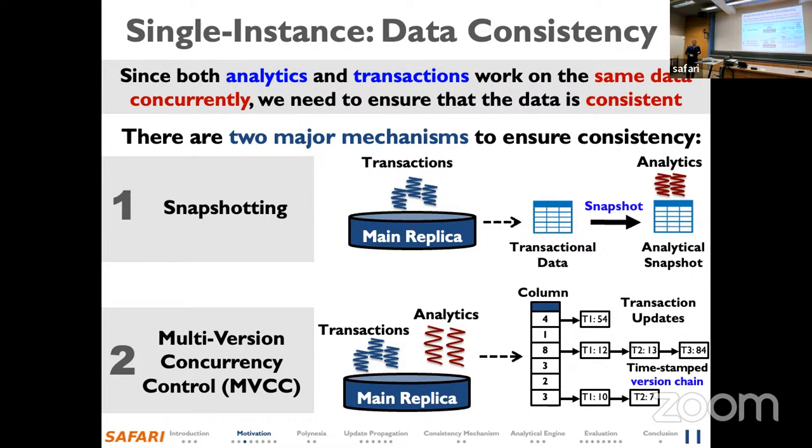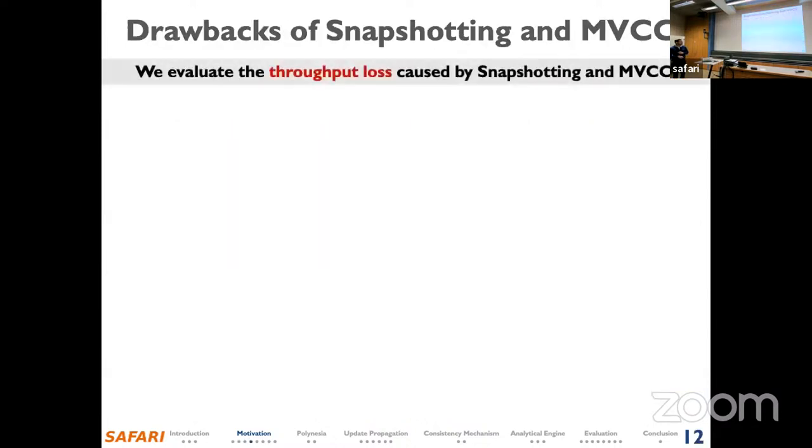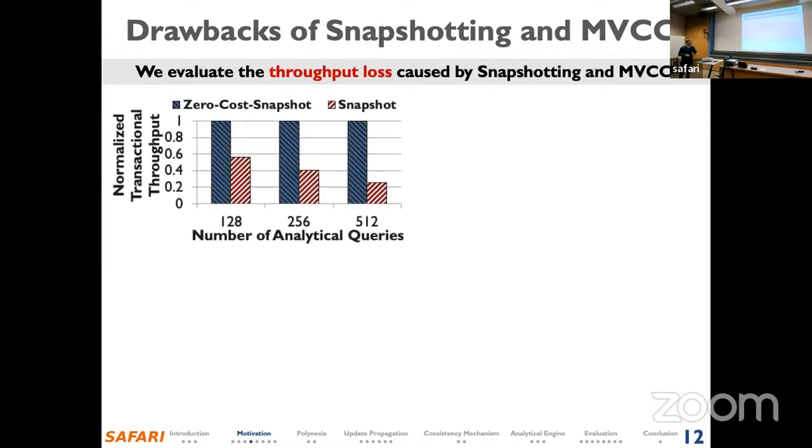And when the analytical engine wants to run analytics on top of the data, it basically traverses these linked version changes to figure out which copy, by timestamp, is the most recent one. So there are drawbacks to employing each of those systems, and in both cases they impact the overall throughput that you can achieve.